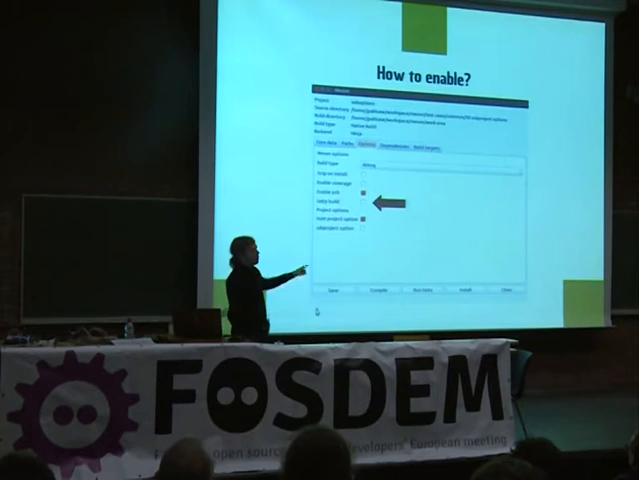How do you enable that? This is the GUI tool that comes with Meson. You click on that button, and then there you go. You can also set it from the command line if you want to.